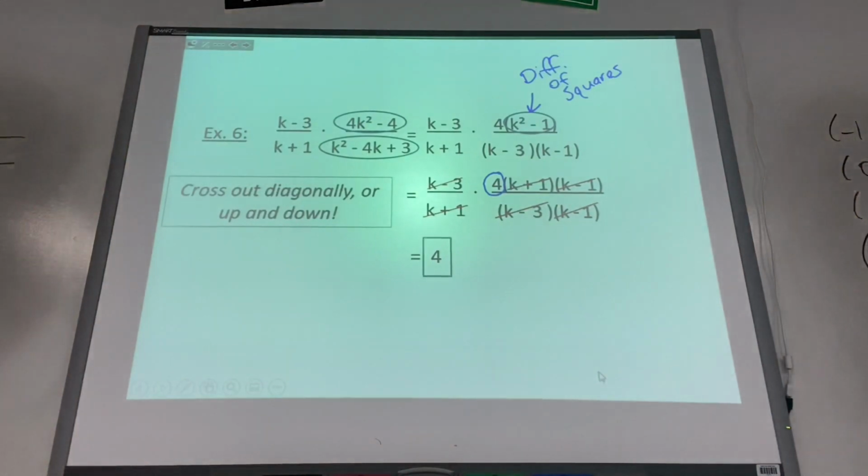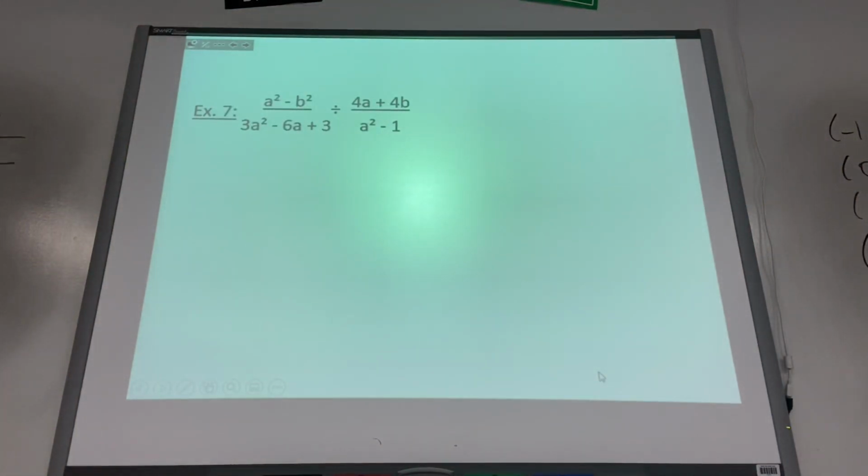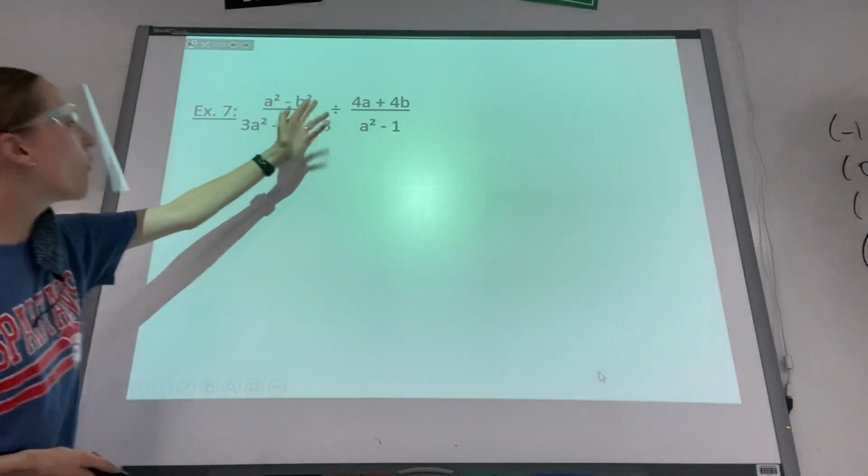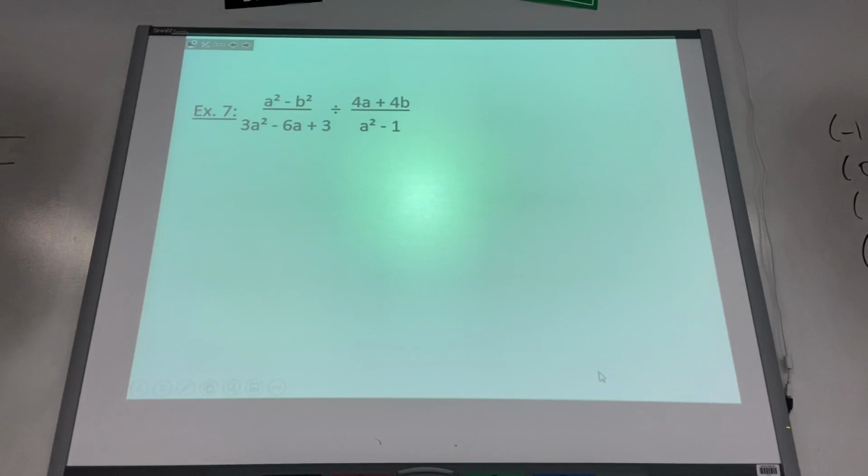Now, the last problem today is division. You really got to look at the sign in the middle so you know what you're supposed to do. We are taking a squared minus b squared all over 3a squared minus 6a plus 3, and we're dividing that by 4a plus 4b all over a squared minus 1.